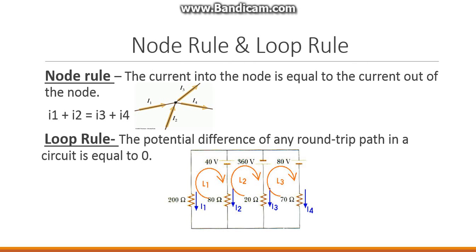So first I'm going to go over the loop and node rules. The node rule says the current into the node is equal to the current out of the node, as seen in this diagram. The loop rule says that the potential difference of any round trip path in a circuit is equal to 0, because potential difference is kind of like work.